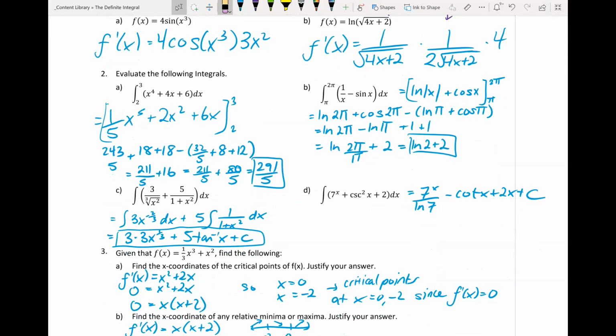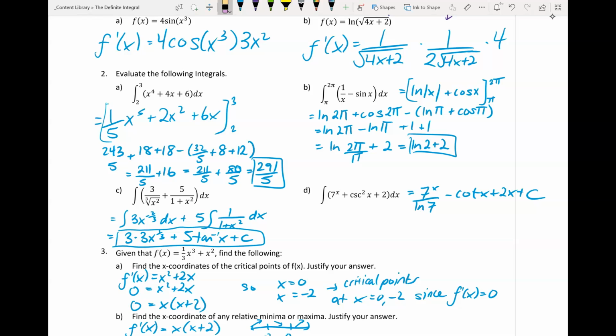For question 2, you need to take the antiderivative of each term. So the antiderivative of x to the power of 4 is adding 1 to the exponent, which is how we got our 5, and then you need to divide it by that exponent. That's why I have a 1 over 5 in the front. Then we have 4x, same sort of thing, add 1 to the exponent, becomes 2, and then we would divide that 4 by 2. That's how we got a 2 as our coefficient in the front. Then lastly, the antiderivative of 6 is 6x.